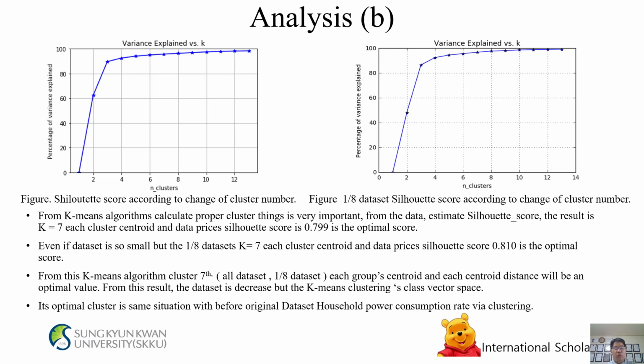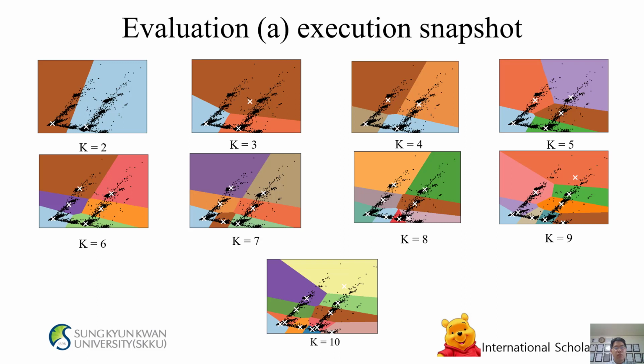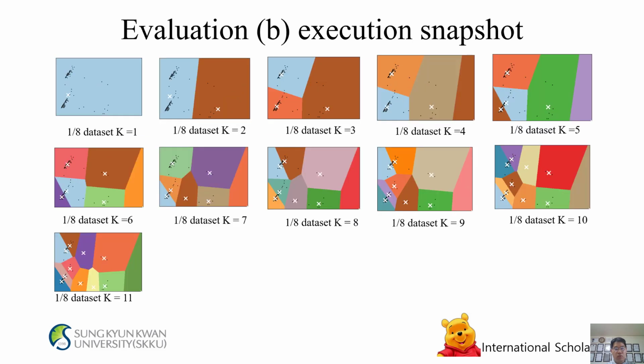Original dataset, household power consumption rate via clustering. Evaluation A execution snapshot: K equal 2, 3, 4, 5, 6, 7, 8, 9, 10. The K equal 7 result is the optimal result for this experiment. Evaluation B execution snapshot: A per 1 dataset K equal 1, 2, 3, 4, 5, 6, 7, 8, 9, 10, 11. This is also the A per 1 dataset K equal 7, the optimal result for this experiment.